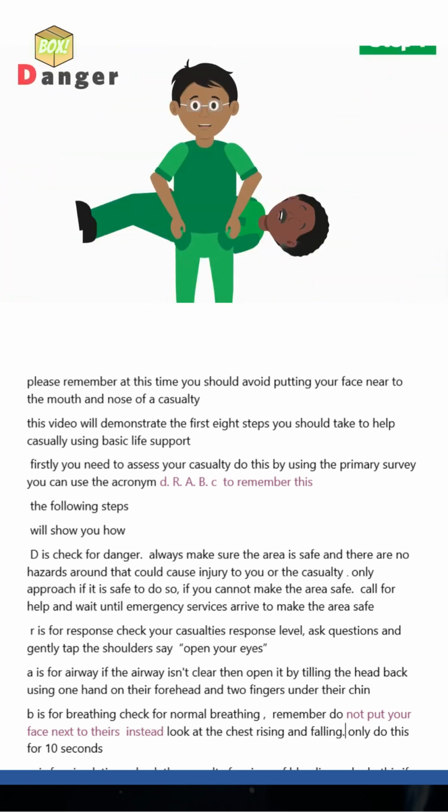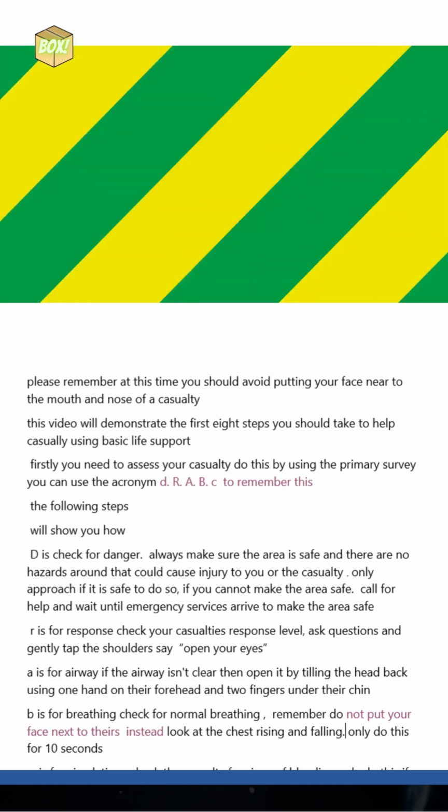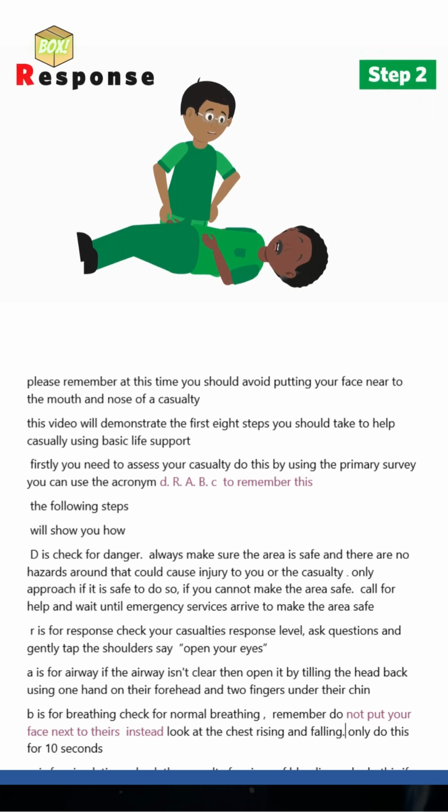D is check for danger. Always make sure the area is safe and there are no hazards around that could cause injury to you or the casualty. Only approach if it is safe to do so. If you cannot make the area safe, call for help and wait until emergency services arrive to make the area safe.